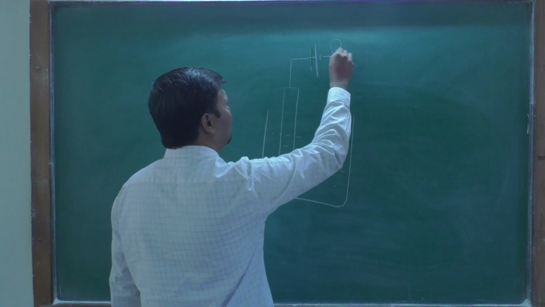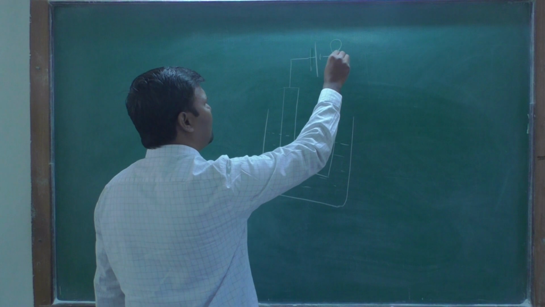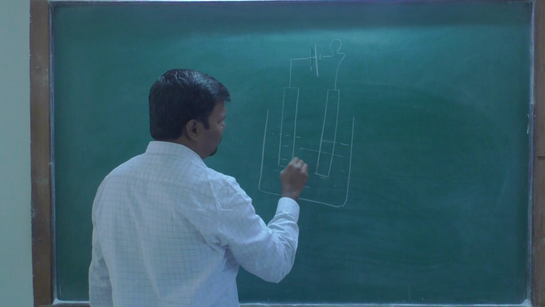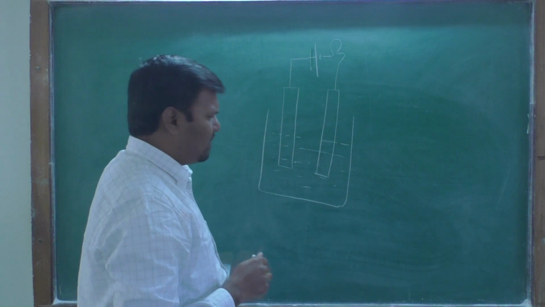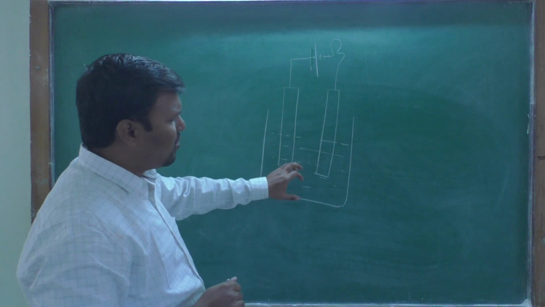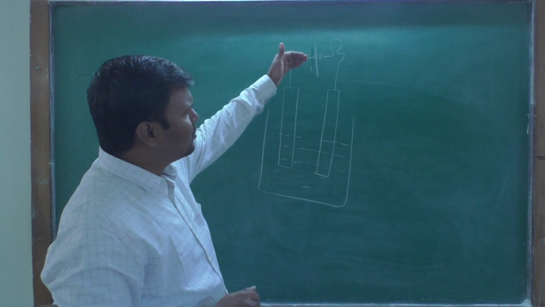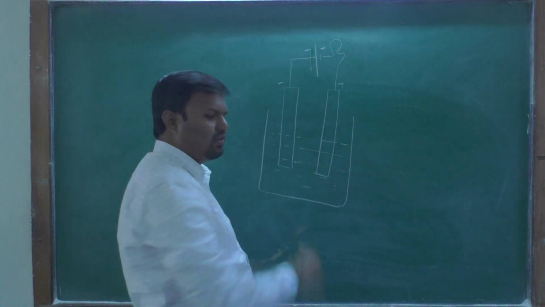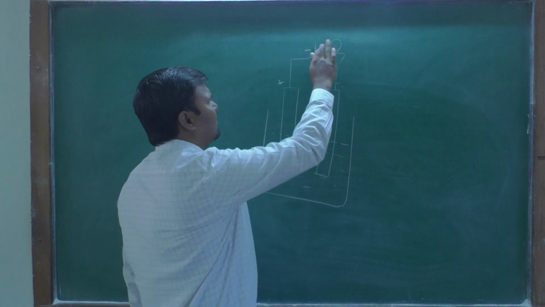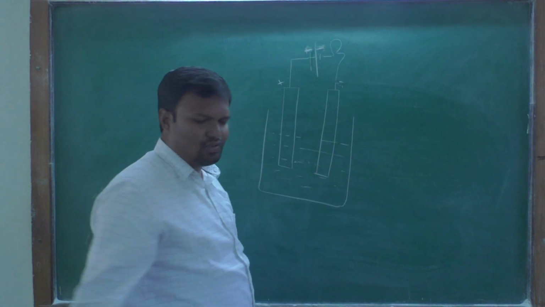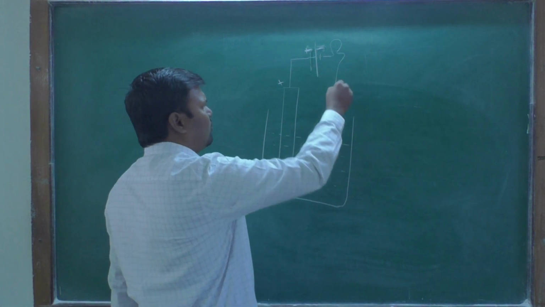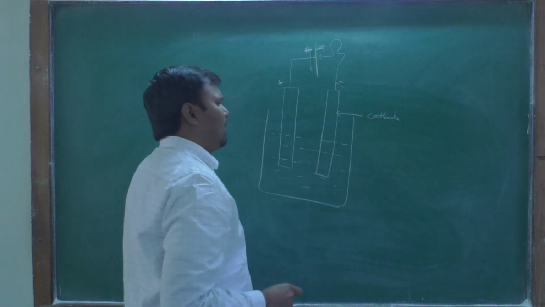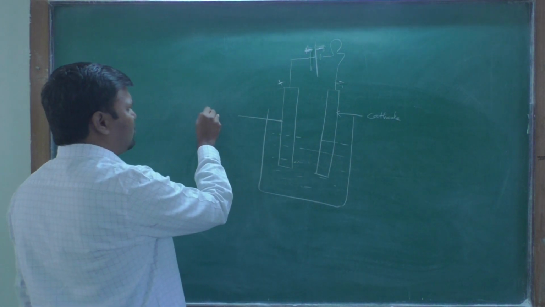And there is a small bulb, and we join that battery. If the solution is a non-electrolyte, then nothing happens. The battery has one end positive and the other end negative. The negative electrode we consider the cathode, and the other electrode is called the anode.